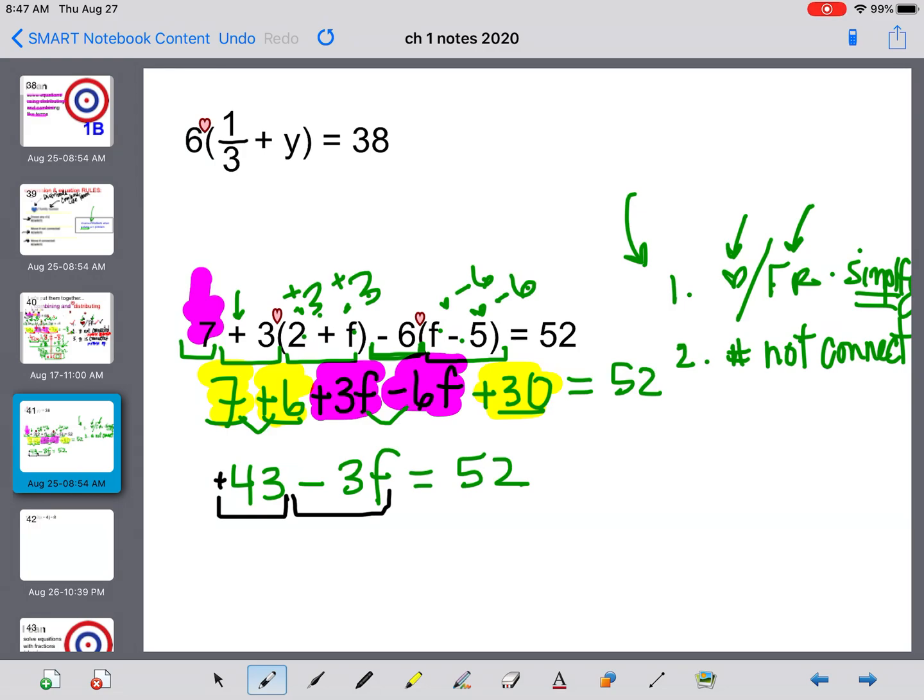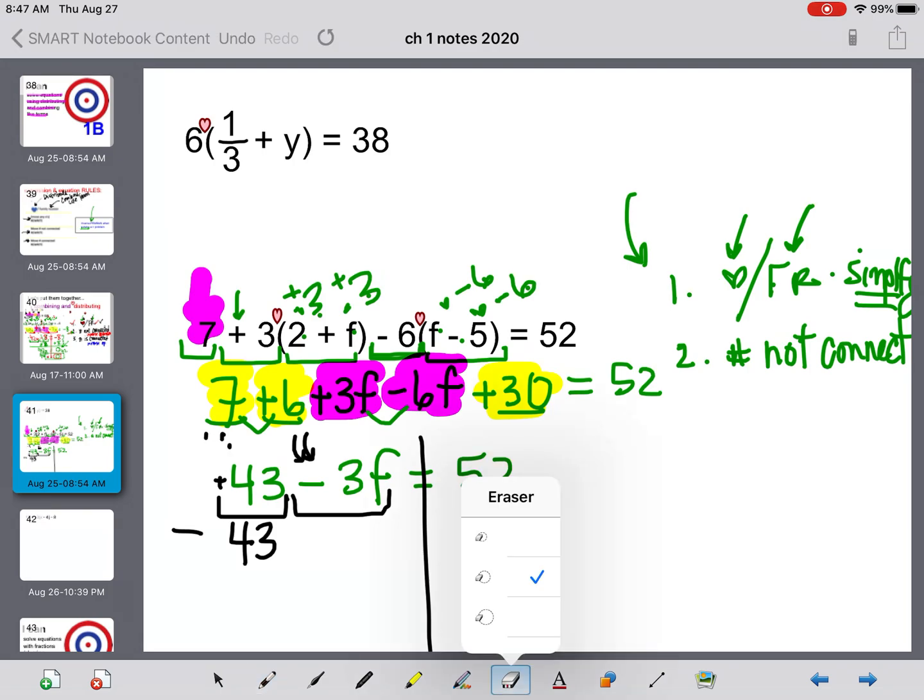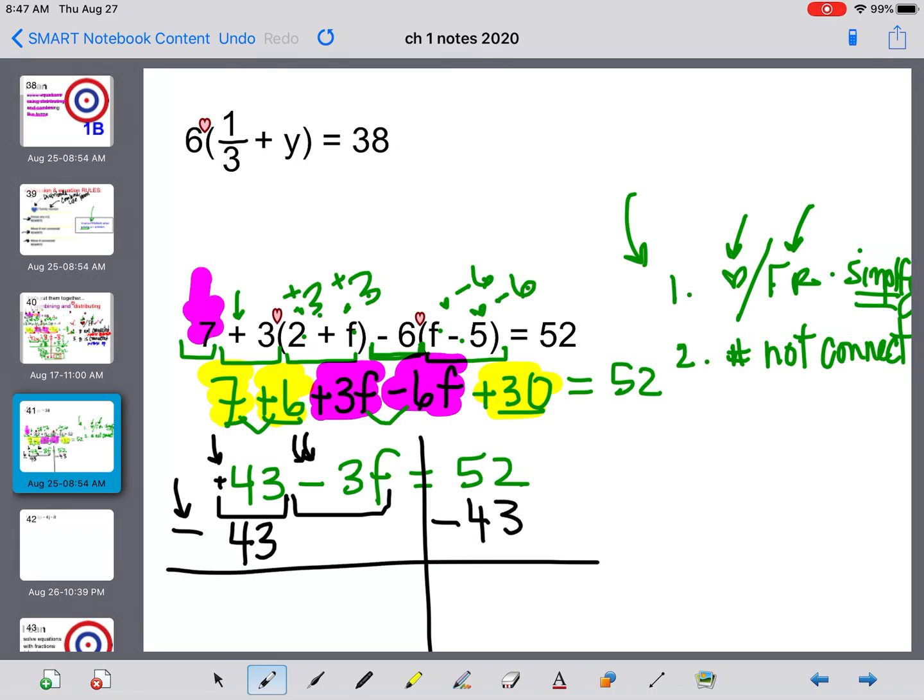Here's another time when it's really good to break those terms up so that I know that this is a negative 3 and this is a positive 43. Then when I do my solving, I know I need to subtract 43 here. Because sometimes this negative can make me think that this is a minus problem, and it might make me want to add 43. But I'm not. I'm working with a positive 43 here, so I want to subtract 43 to get rid of it. I'm going to subtract 43 over here as well.